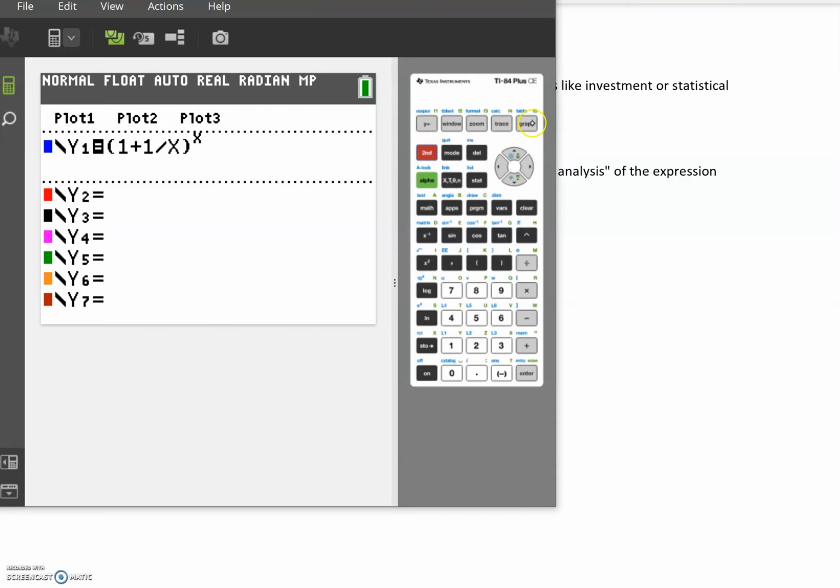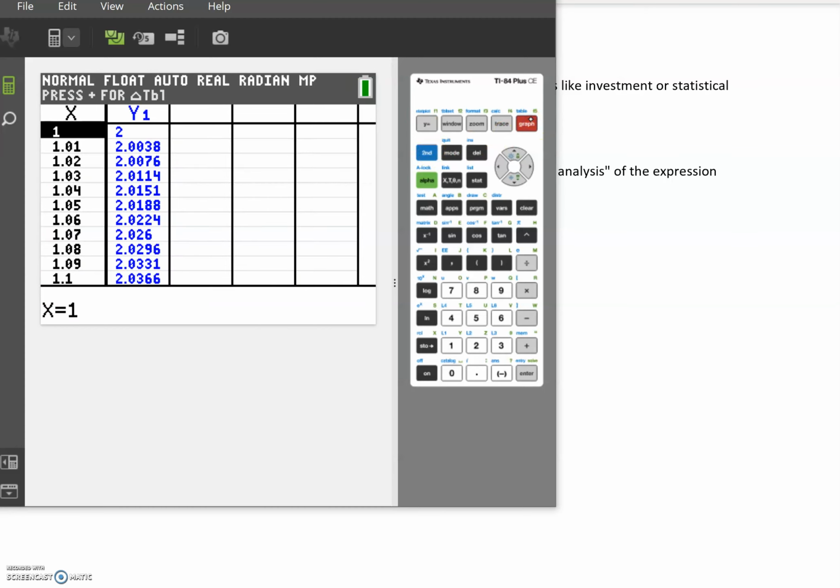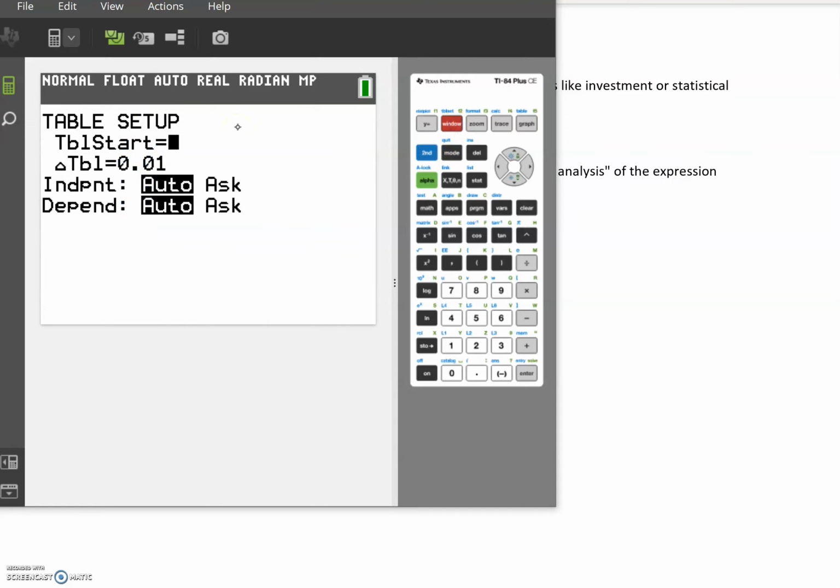Right now, I go to second graph. It shows me a table of values for this expression starting with 1 and going up by 0.01. So if x is 1, I'm going to get 2. If x is 1.01, I'm going to get that other number, and so on. I want x to get really large because I'm trying to see what happens when it goes to infinity. So I'm going to do second window, and it asks where I want the table to start. I'm going to say start the table at 900, and change the table by 1 instead of 0.01, so I see 901, 902, 903, automatically, so I leave the auto buttons there.